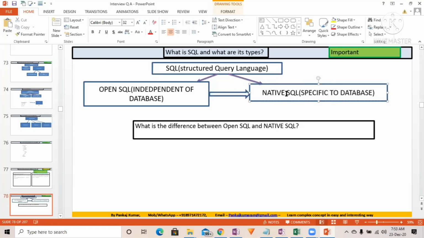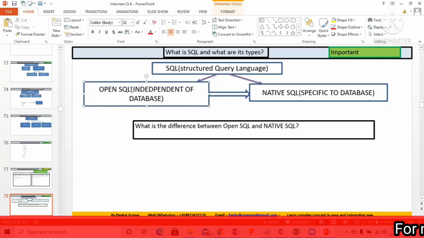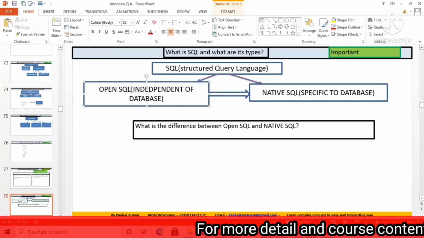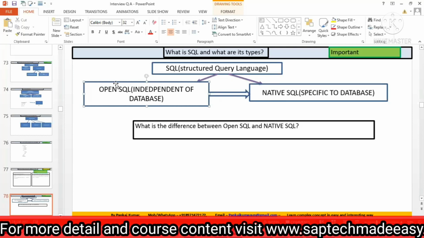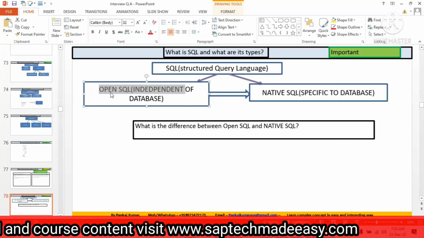But why do we use native SQL sometimes? Suppose some of your database tables are not present at the application layer, only at the database layer. Then you cannot use OpenSQL, right? OpenSQL can only be used when your table exists at the application server layer, that means in the data repository. If you have it, then only you can use OpenSQL, right?